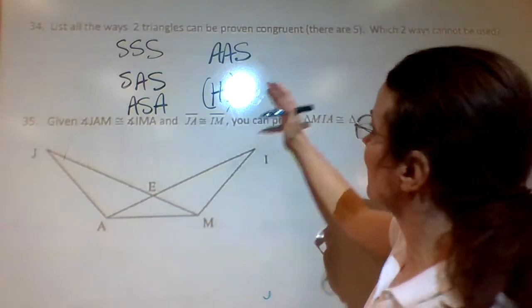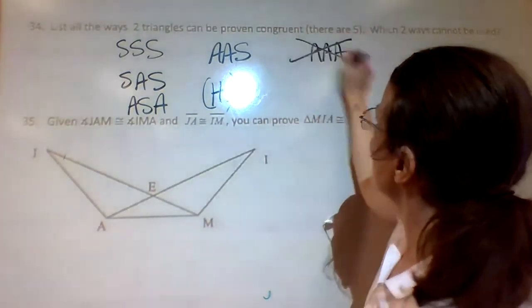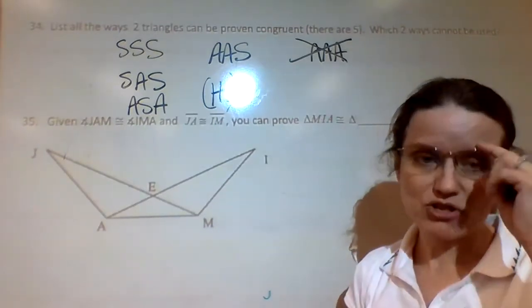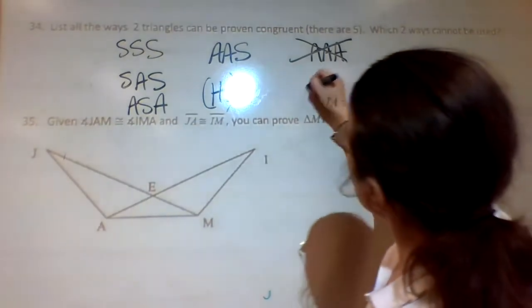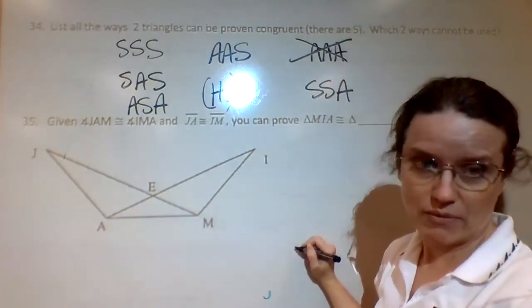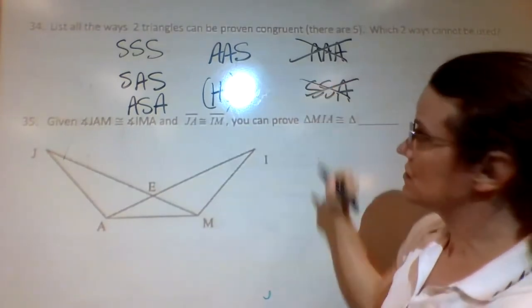The ones you're not allowed to use are angle, angle, angle. This one is a no-no. That one only tells you that triangles are similar. It's not enough information to tell you they're congruent. And the other one is side, side, angle. That one, you don't want to be writing that one, because if somebody read it backward, you'd be in trouble. So we never want to use this one.